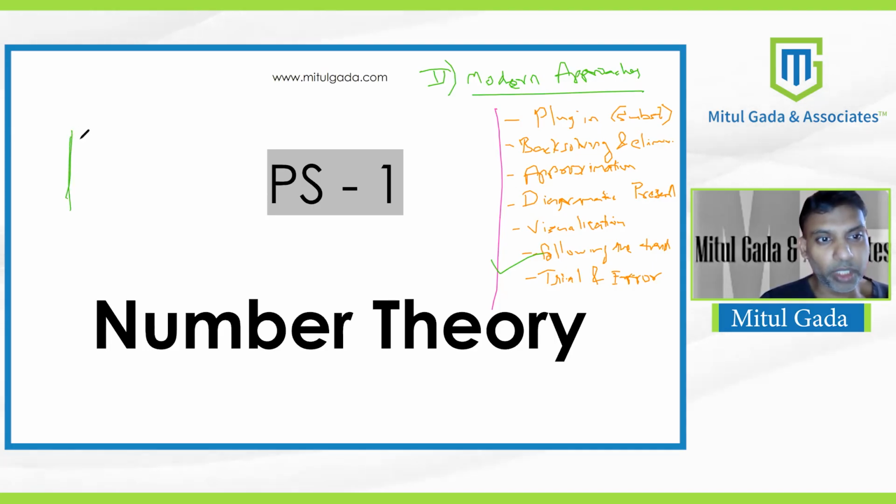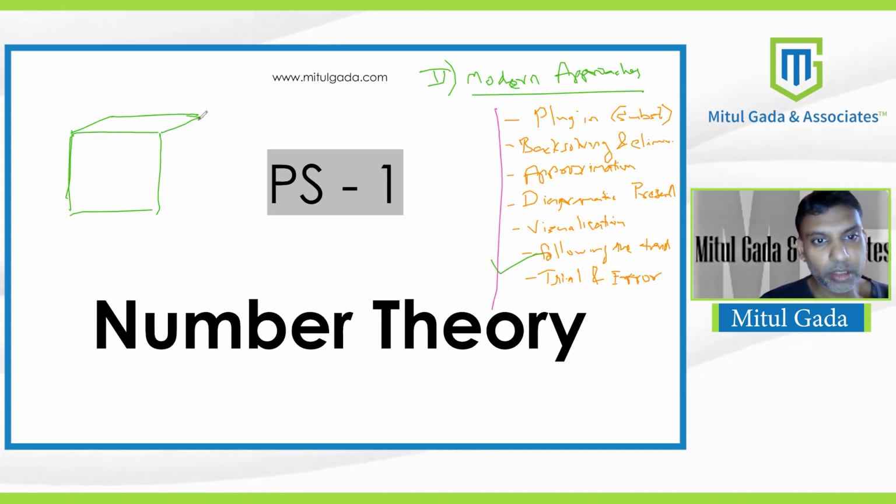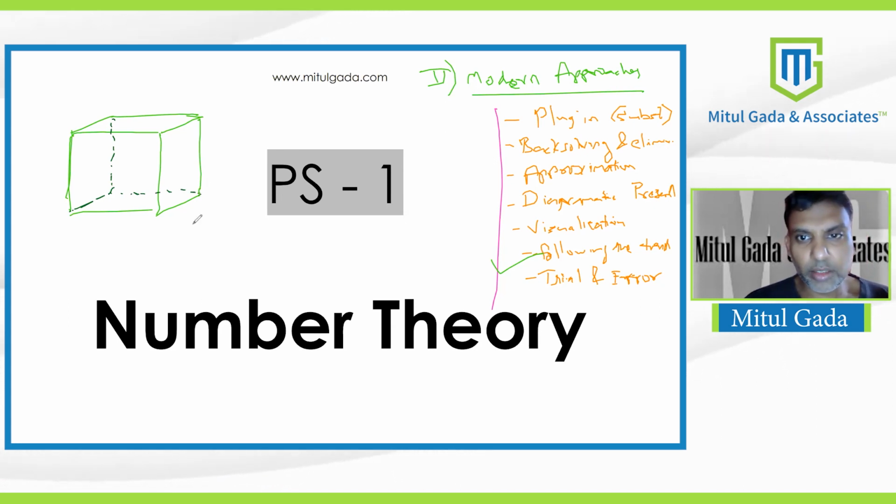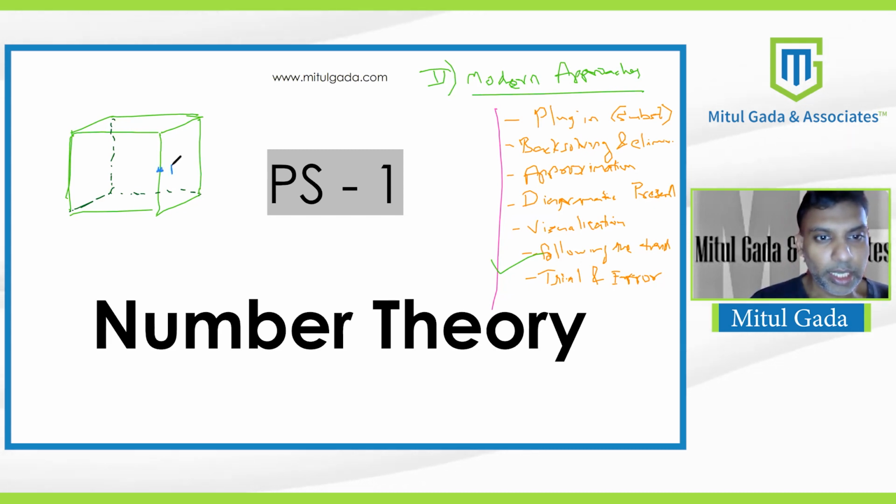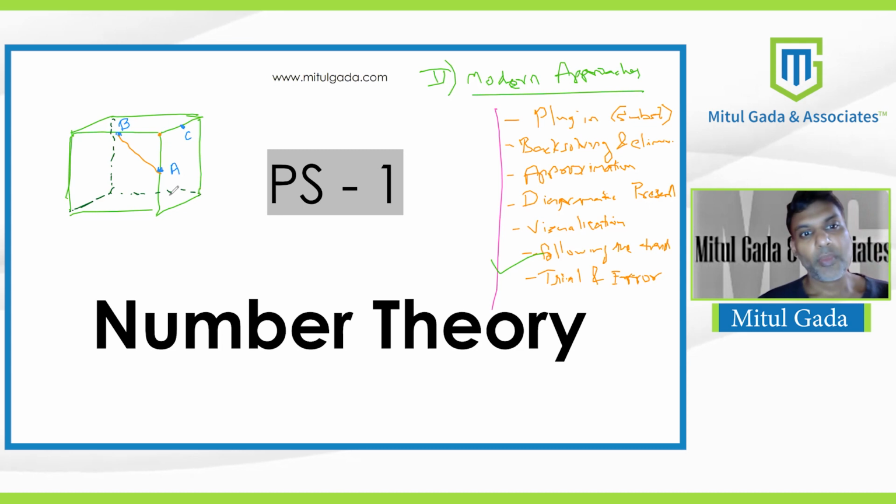This is a cube. You know what a cube is, correct? Cubes, all sides equal, correct? Fine. So A is the midpoint of this side, B is the midpoint of this side, and C is the midpoint of this side. For example, this is AB.